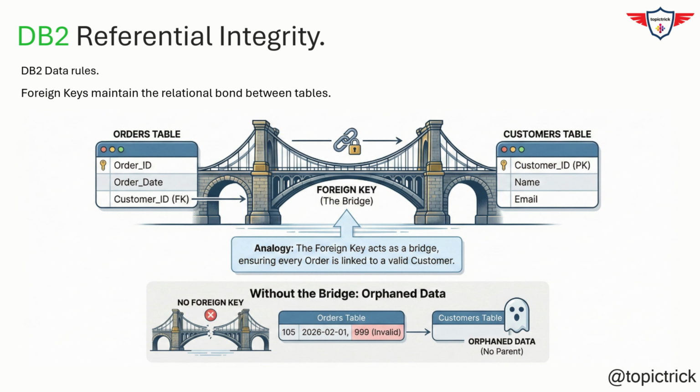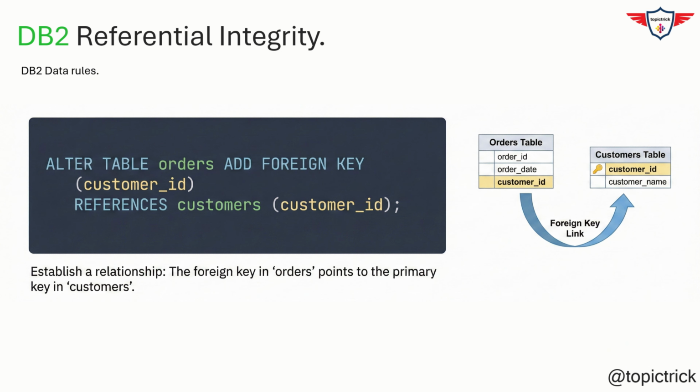Finally, let's cover referential integrity, or foreign keys. This is the relational part of a relational database. A foreign key in one table points to a primary key in another table. It ensures that relationships between tables stay consistent. Imagine an orders table and a customers table. You shouldn't be able to create an order for a customer who doesn't exist. Here's the code. Alter table orders, add foreign key (customer ID) references customers (customer ID). This links the two tables.